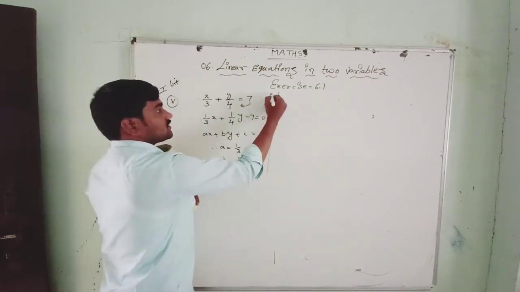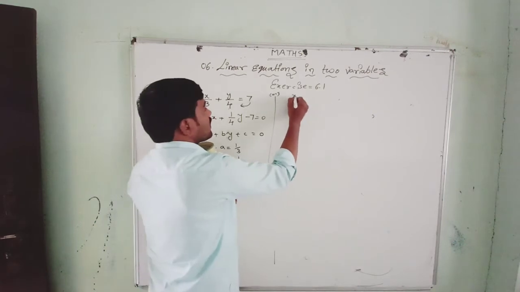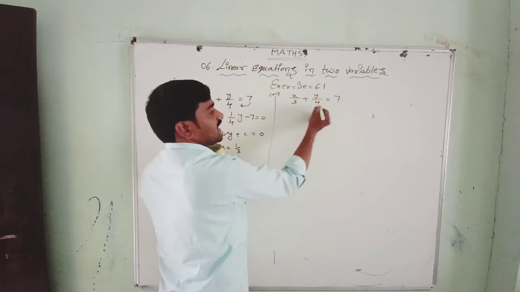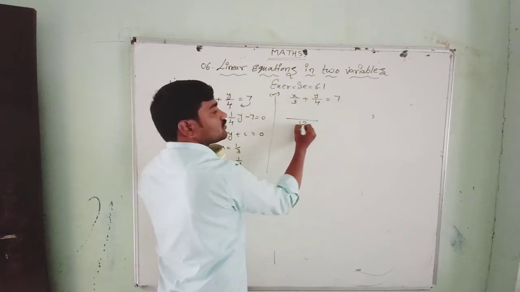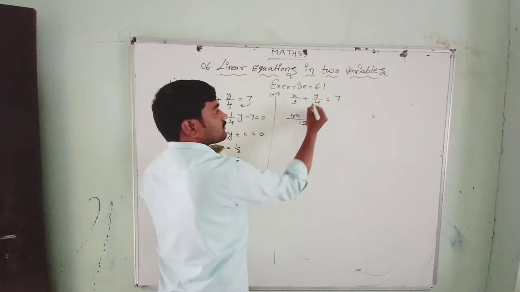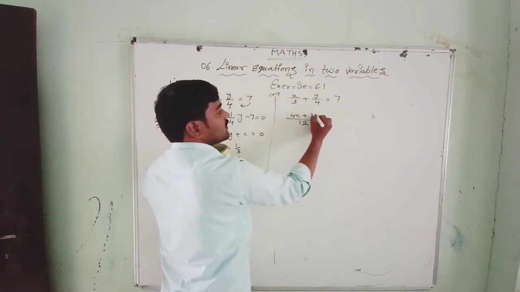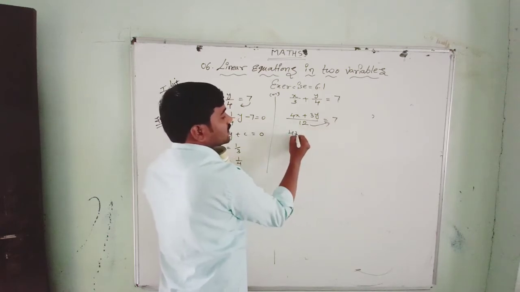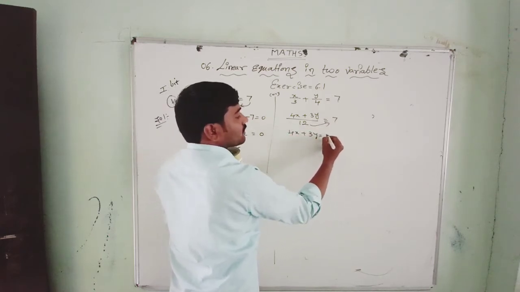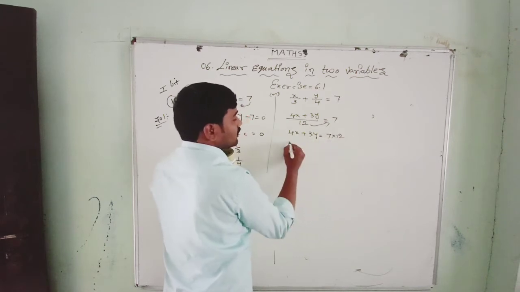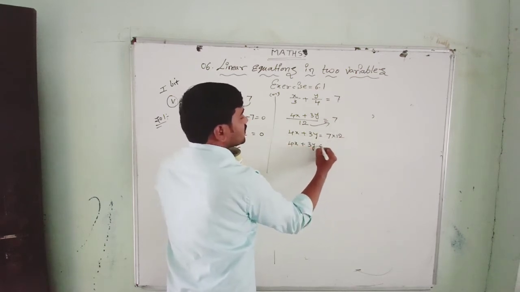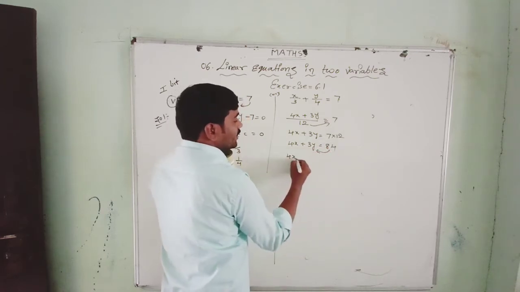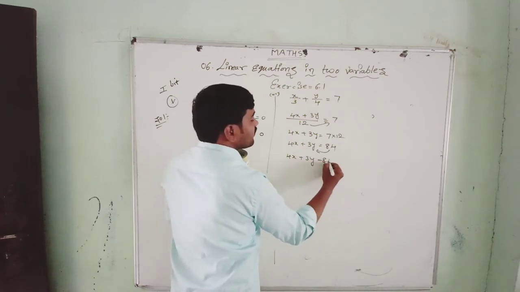Or else you can also do this problem like this. See, x by 3 plus y by 4 equal to 7. You take the cross multiplication here, 3 fours are 12, 4 into x is 4x plus 3 into y is 3y is equal to 7. This 12 you transfer this side. Now 4x plus 3y equal to 7 into 12. So 4x plus 3y is equal to 84. This 84 you bring this side. 4x plus 3y minus 84 equal to 0.